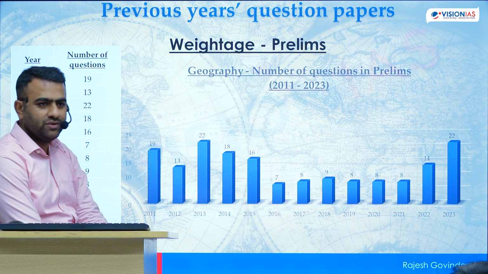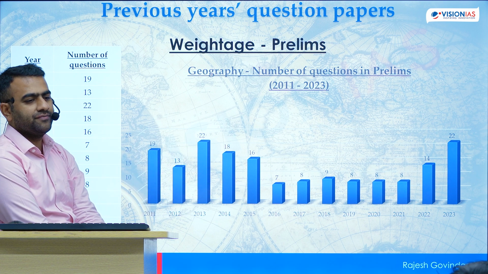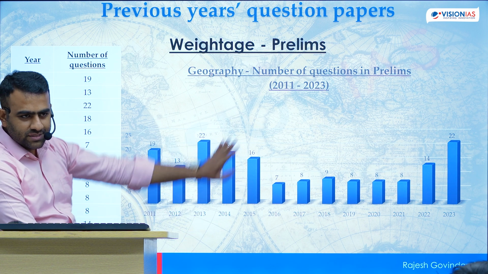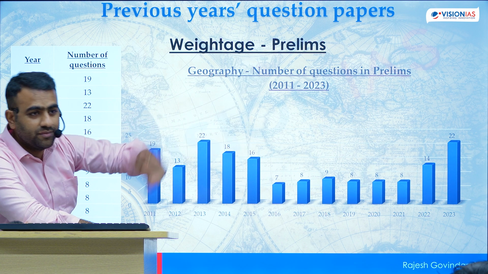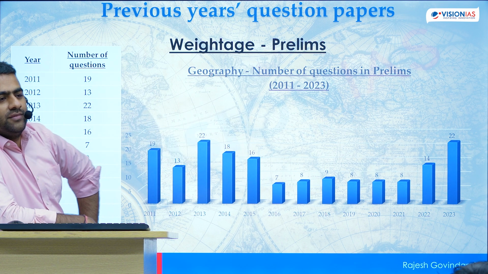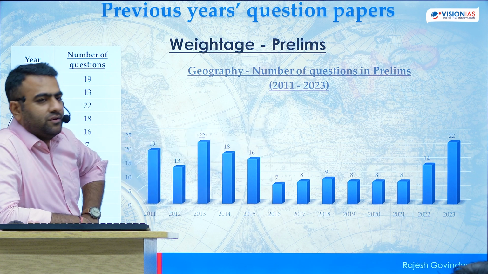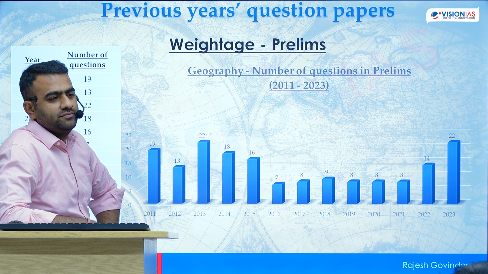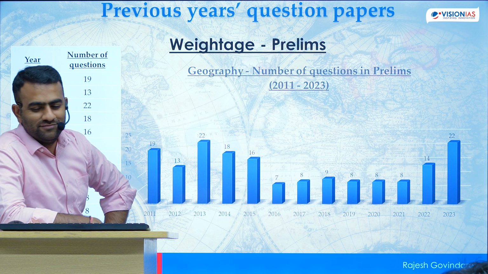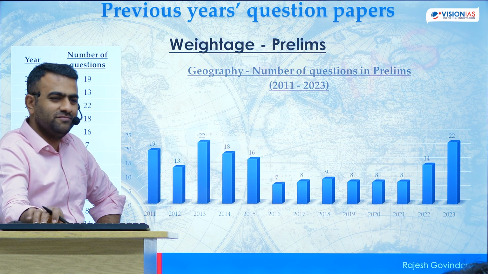In the last 2 years, a good number of questions have come from geography. That means there is a good weightage. I am not including environment here. If you include environment, then 1/3 of the paper is geography and environment. For example, look at last year's paper: around 20 questions in geography, around 18 questions in environment. The game is over. If you don't prepare geography and environment properly, you are out right there.